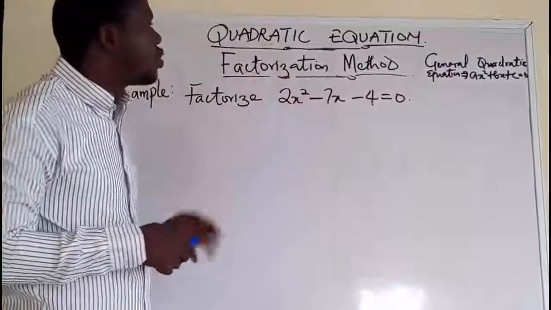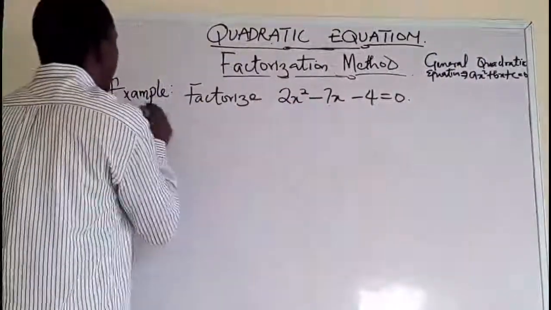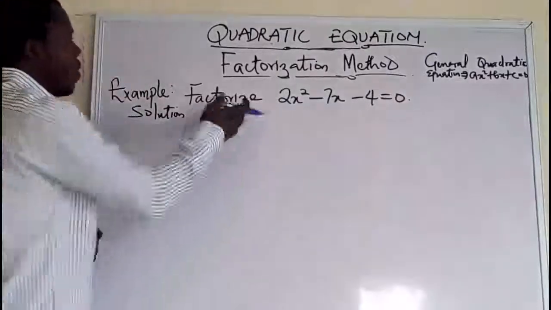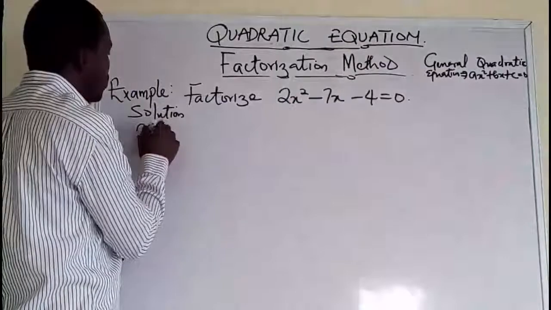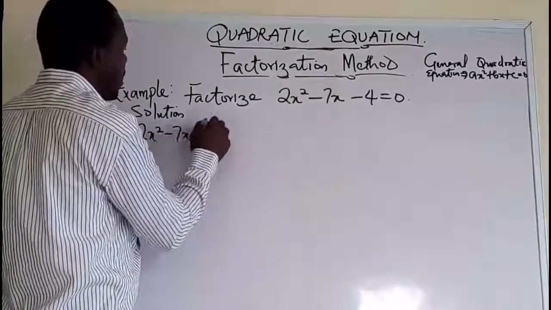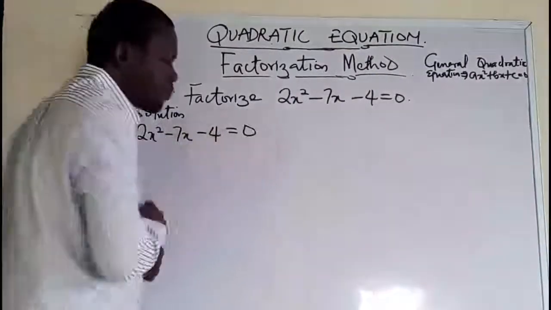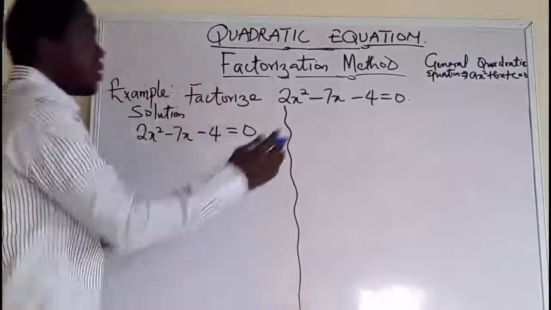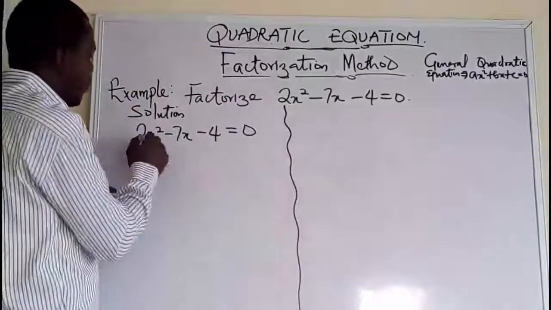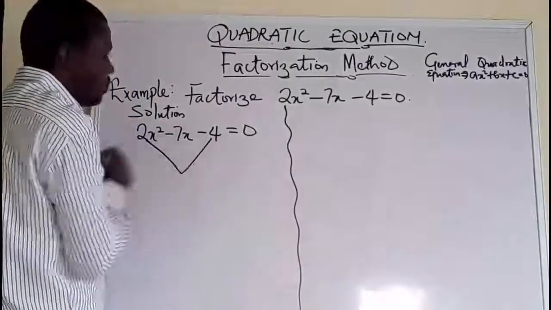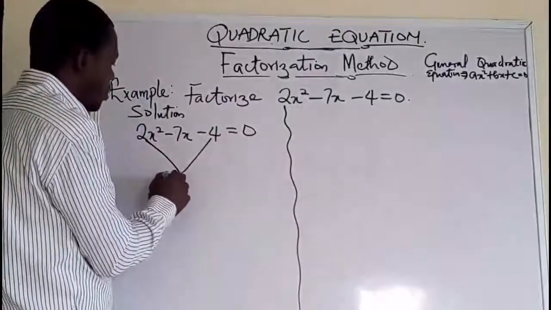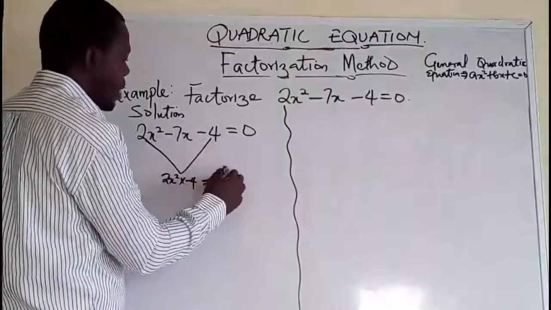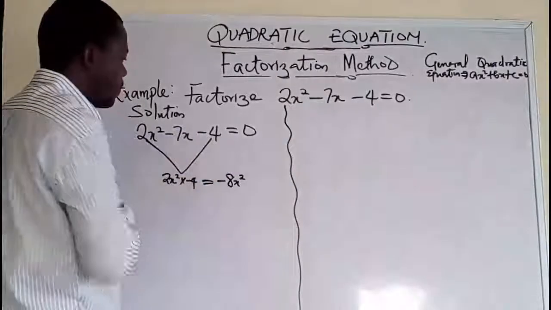Now, let us use this particular one. Let us write the solution. What we have is 2x squared minus 7x minus 4 equal to 0. The first thing, let us divide this board so that we can use it in two places. We have to multiply this number and this one together. That's 2x squared times minus 4, so the answer will be minus 8x squared.